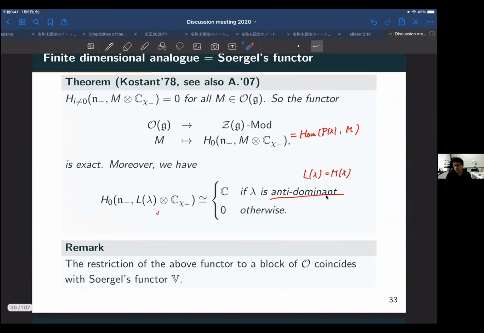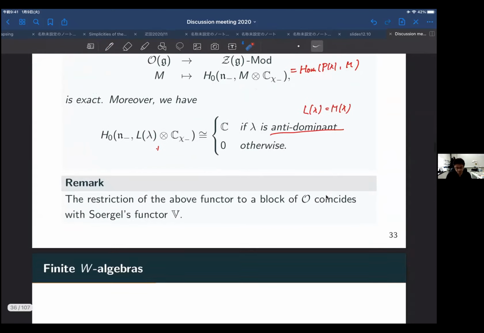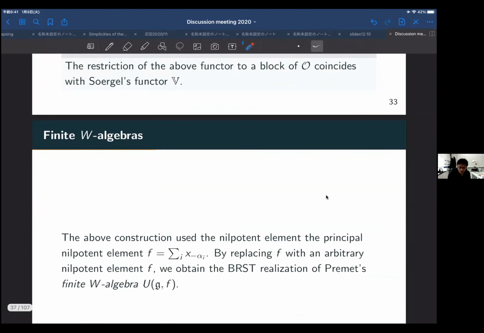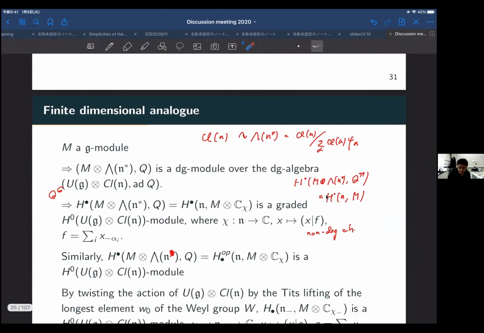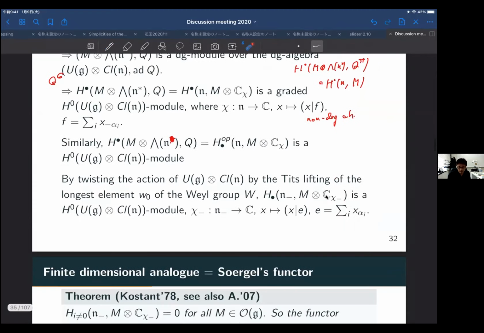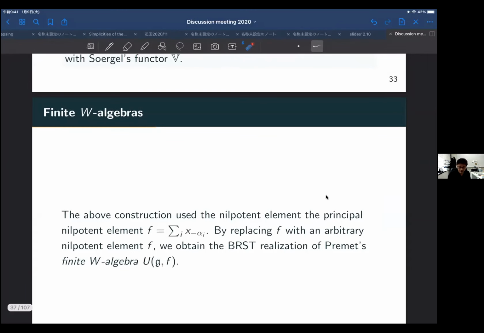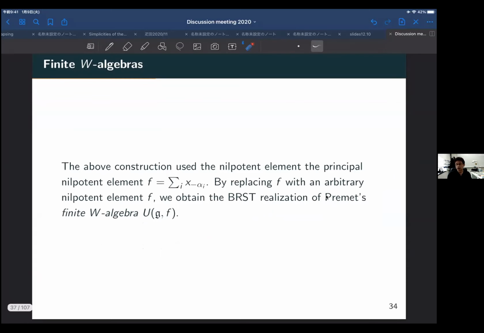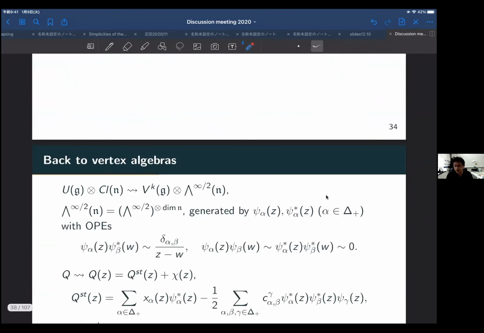So this is the situation for the finite dimensional system. I used in this construction this nilpotent element F. You can replace this principal nilpotent element with an arbitrary nilpotent element, and you get a BRST realization of the so-called finite W-algebra. Okay, any questions so far? If not, I go back to vertex algebras.